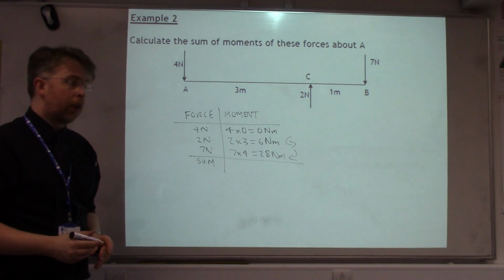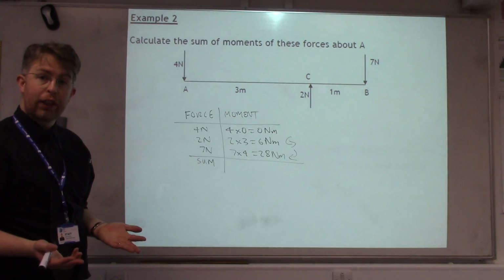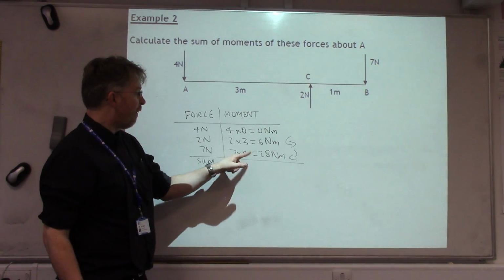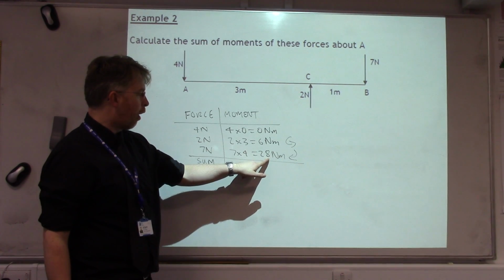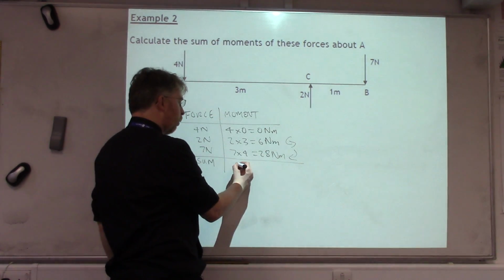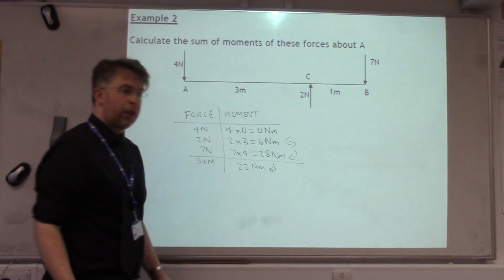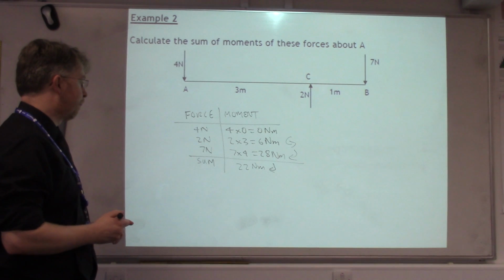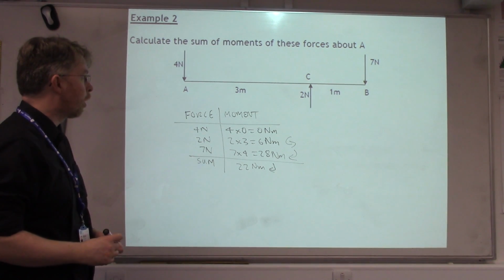So when we do the sum, we have to take into account that anti-clockwise will cancel out clockwise. So maybe adding, but we'll start with the biggest. 28 clockwise minus 6 anti-clockwise will give us 22 Newton metres clockwise. So they can't balance out. So the total is 22 Newton metres clockwise.